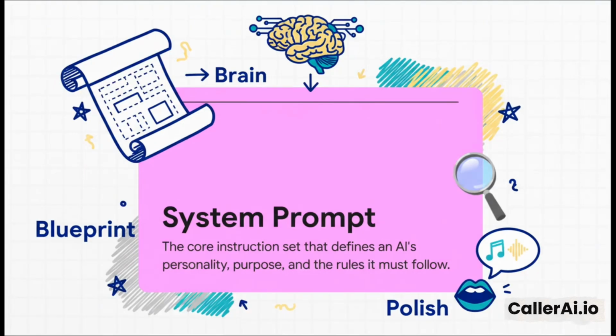And at the very heart of that blueprint is what we call the prompt. Seriously, you should think of the prompt as the AI's DNA. It's way more than a script. It's the core instruction manual that tells the AI who it is, what its job is, and the hard and fast rules it has to play by.